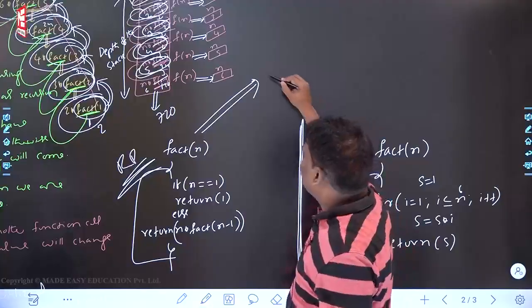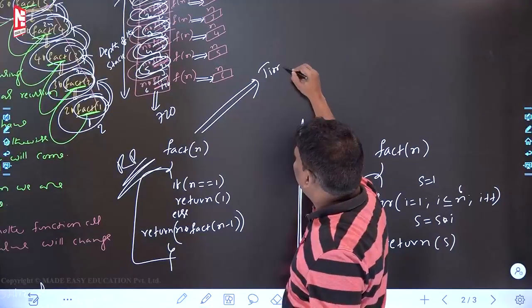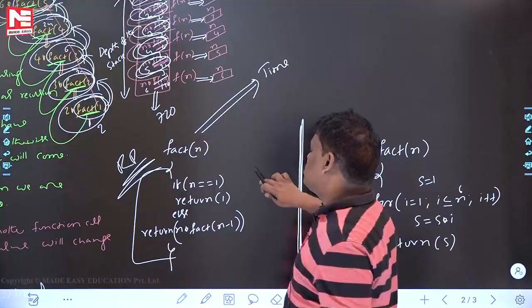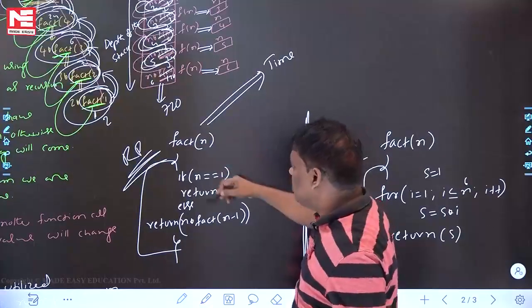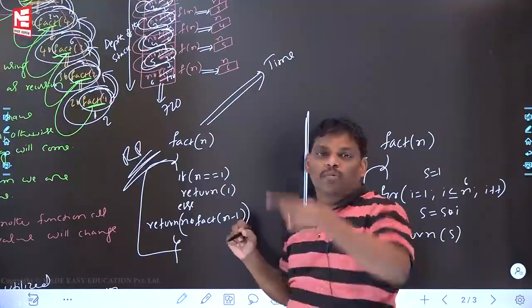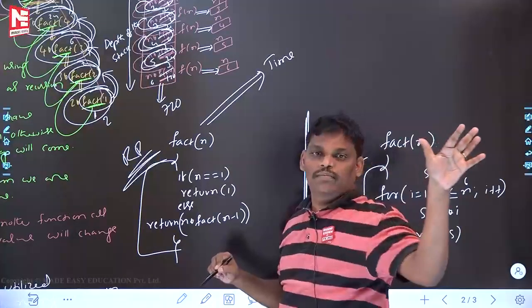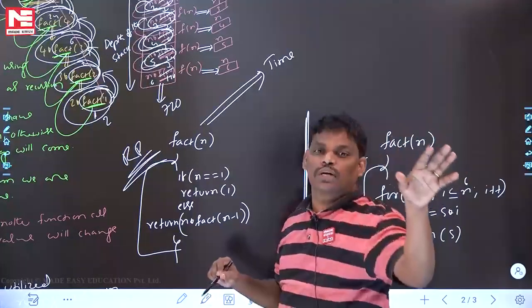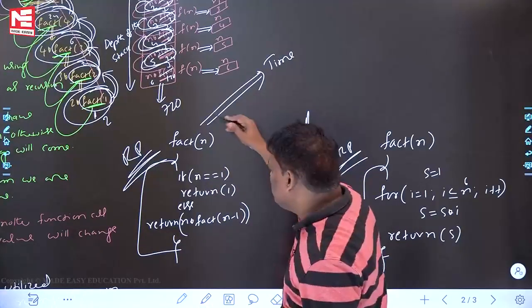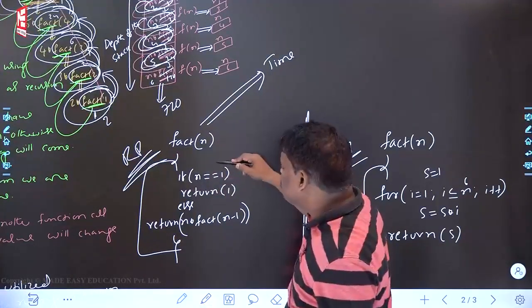What is the time complexity for this recursive program? You know very well that time complexity means loops only. So whenever this recursion is going on, how many times does it call itself?